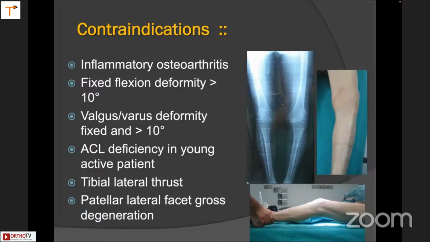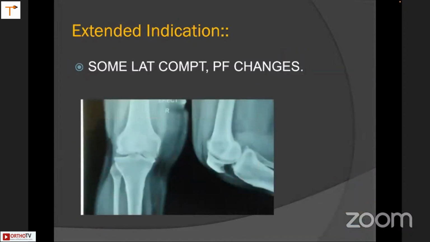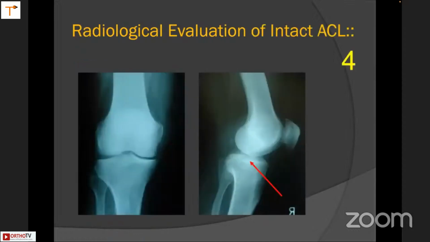I think it's also important to understand what the contraindications are: any inflammatory arthritis, flexion deformity, or varus valgus deformities beyond 10 degrees, the young patient, ACL deficiency, and when there is a lateral tibial thrust. You've already heard about the lateral changes on the patella. Some amount of lateral changes are acceptable. These are extended indications and do not interfere with the outcomes.